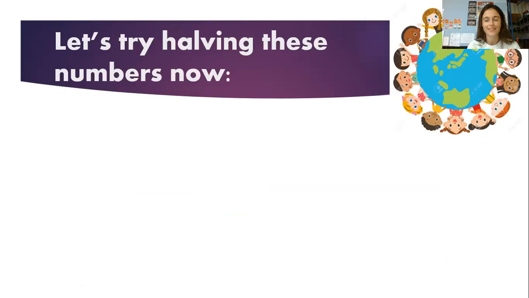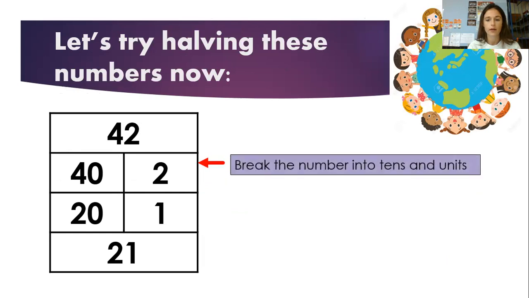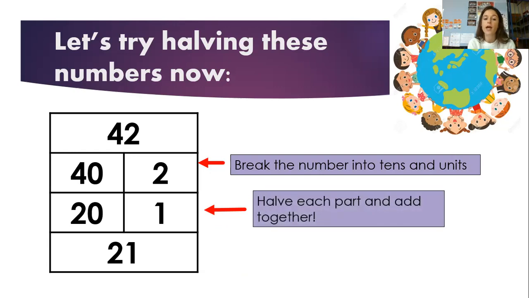Let's try halving these numbers. Here we've got the number 42. Let's use place value to divide it into its different parts. Okay, you can see that 42 is broken up into a 40 and a 2. Let's half each of these parts. Remember, this is the step that changes in halving. We are no longer doubling now. We are on halving. So let's half 40, and half of 40 will be 20, and half of 2 will be 1. And now we need to add those two together. 20 plus 1 is 21.